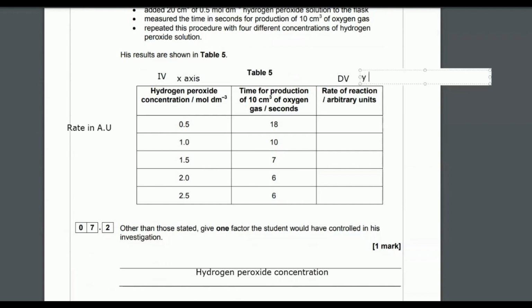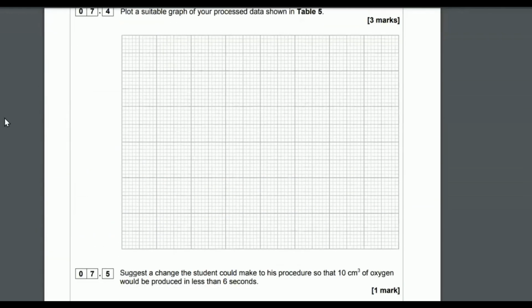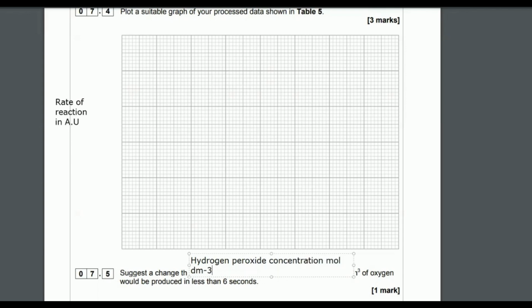The independent variable is always the first column in any biology table, and that generally goes on the x-axis. The last column in a biology table normally is the mean, or here it's the rate of reaction. That's the dependent variable, and that always goes on the y-axis. So we're going to do rate. Oh, and we have to include units, or you won't get the mark. So rate of reaction in AU, and at the bottom, hydrogen peroxide concentration in moles per dm to the -3, in moles per decimeter cubed.